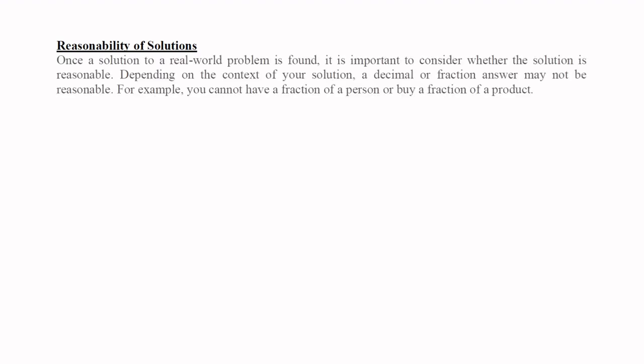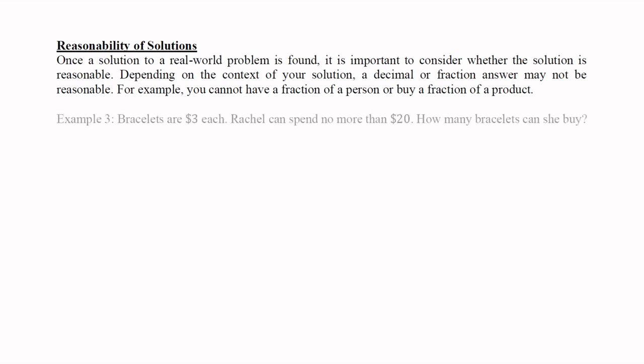Just as we talked about the solutions of equations needing to be reasonable, we also have to think about whether the solutions of inequalities are reasonable. Once a solution to a real-world problem is found, it is important to consider whether the solution to the inequality is reasonable. Depending on the context, a decimal or fraction answer may not be reasonable. For example, you cannot have a fraction of a person or buy a fraction of a product. In those cases, we're going to need to do some rounding of some sort.